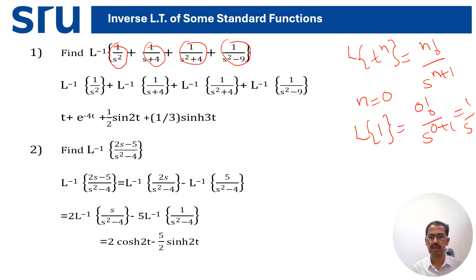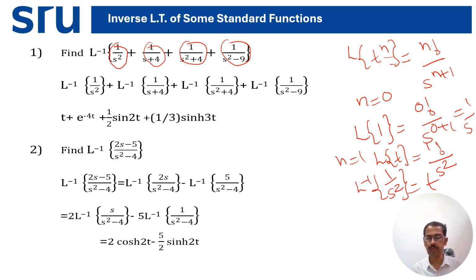Similarly, if you put n equal to 1, what is the Laplace transform of t? I put n equal to 1: 1 factorial by s to the power 1 plus 1. So the Laplace transform of t is 1 by s square. Then from this, the inverse Laplace transform of 1 by s square is t.